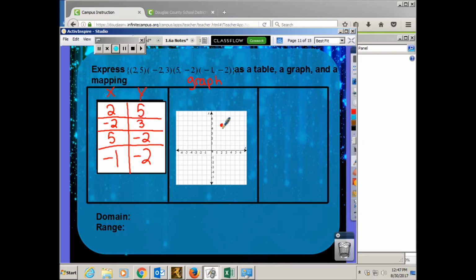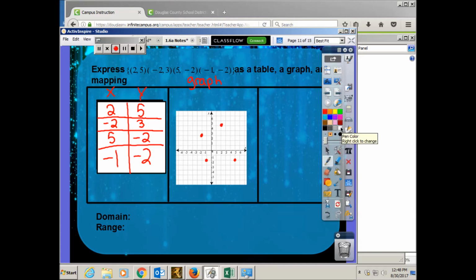My next ordered pair is -2, 3. I go 2 to the left and up 3. My next ordered pair is 5, -2. That's an x value of 5, 5 to the right, and a y value of -2 means down 2. My last ordered pair is -1, -2. So starting at 0, 0, that's 1 to the left, and then 2 down.